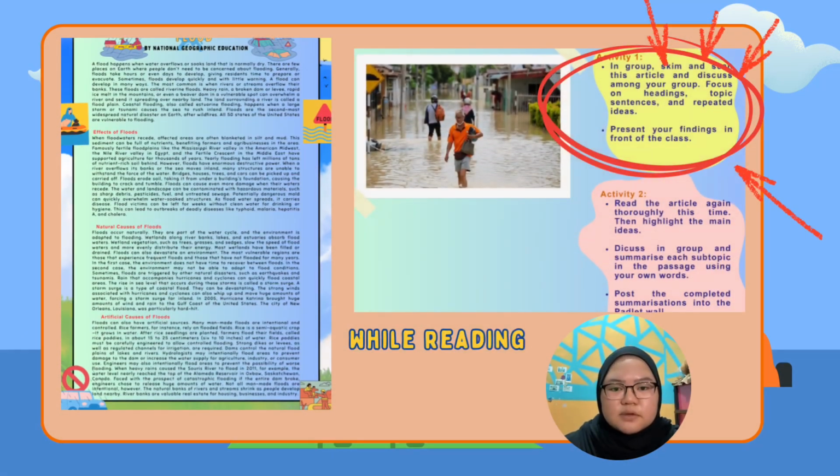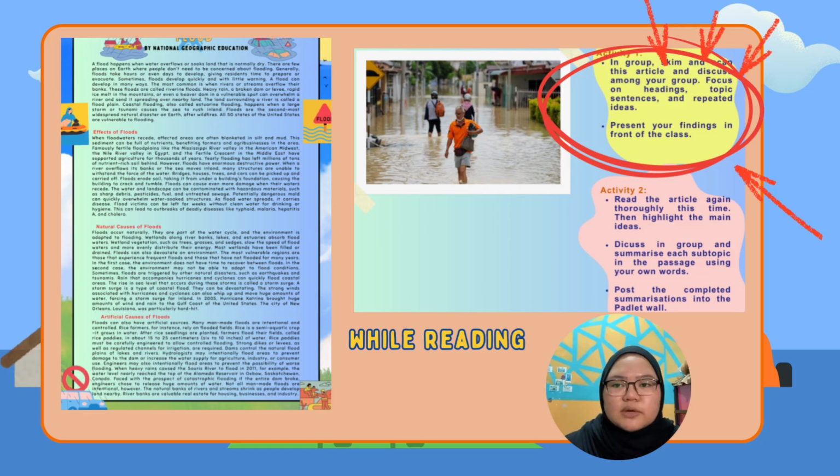So for the lesson development or the while-reading part, there will be 3 activities done in 40 minutes. For the first 10 minutes, they will do skimming and scanning of a text in a group, and they will focus more on the headings of the article, the topic sentences, and the repeated ideas in the article that the teacher distributed, titled Flood from the National Geographic Education edition.